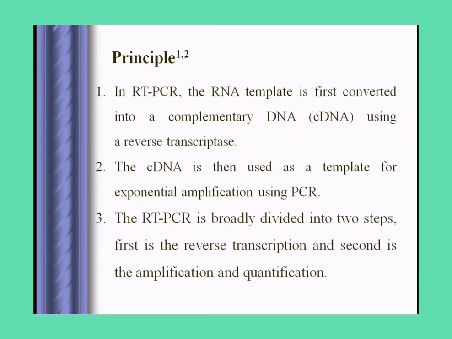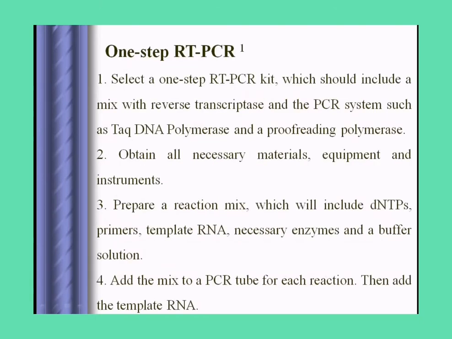Principle of RT-PCR technique. In RT-PCR, the RNA template is first converted into complementary DNA using a reverse transcriptase. Then the complementary DNA is used as a template for exponential amplification using PCR. The RT-PCR is broadly divided into two steps. First is the reverse transcription and the second is amplification and quantification. The principle is applied in two methods: one-step RT-PCR and second one, two-step RT-PCR.